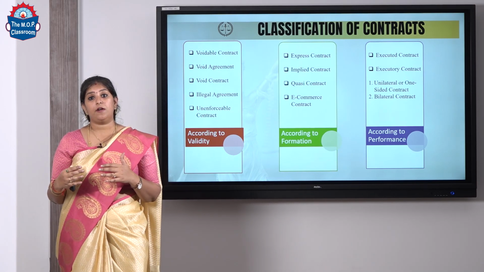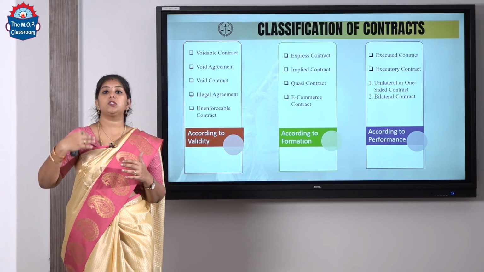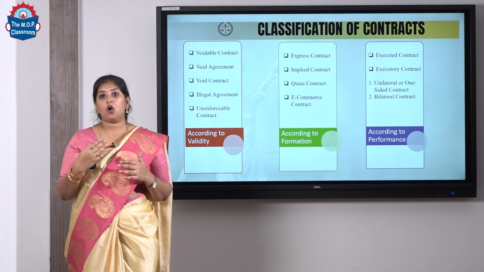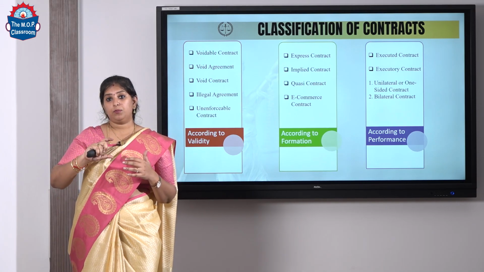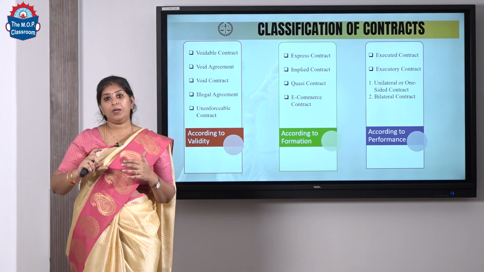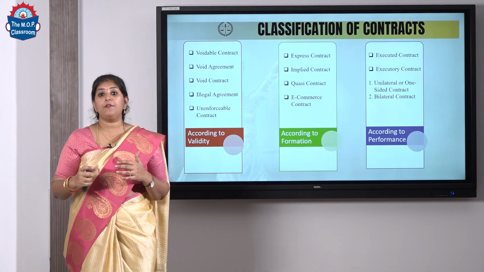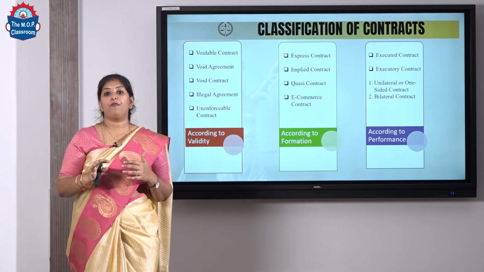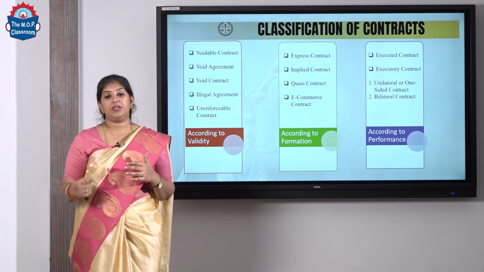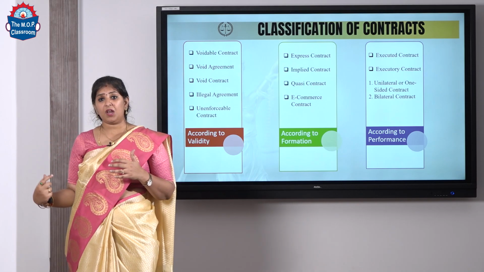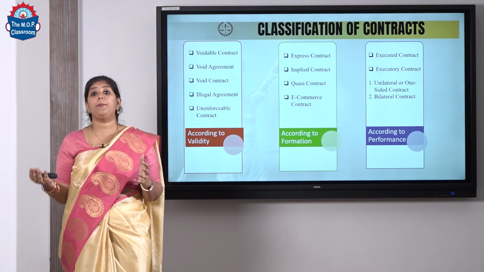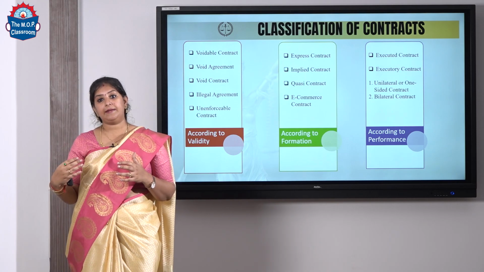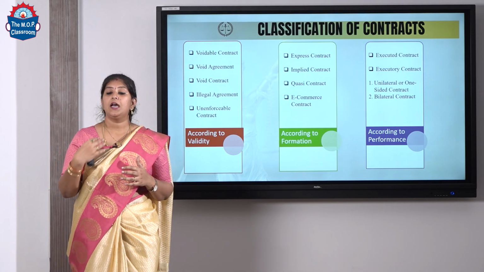Under executory contract, we have two other categories. One is called unilateral and another one is called bilateral. Unilateral contract means when both the parties enter into an agreement, one party at the time of formation itself fulfills his obligation, whereas only one party is yet to perform his obligation. That will be treated as a unilateral contract. Then bilateral contract means when both the parties are yet to perform, it is treated as a bilateral contract. So bilateral and executory contract go hand in hand.